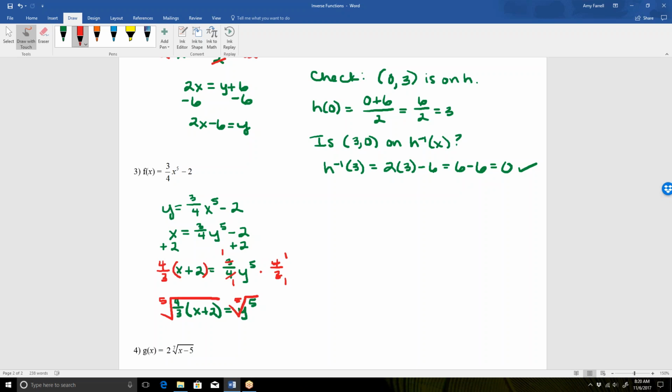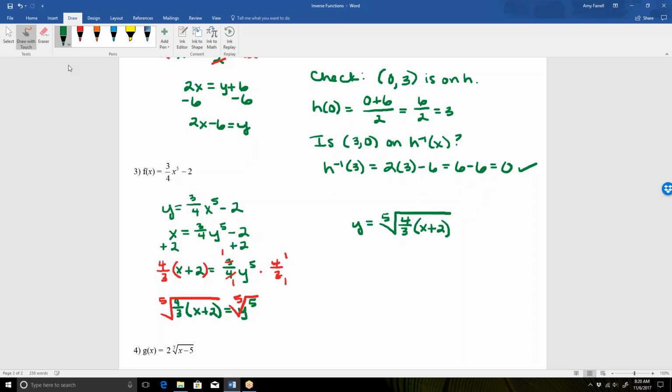Sorry, that didn't turn out very good. That's supposed to be a 5 there. And when you take the 5th root of y to the 5th, that's just y to the 1st. Okay, so our equation becomes y equals the 5th root of 4/3 times the quantity x plus 2.